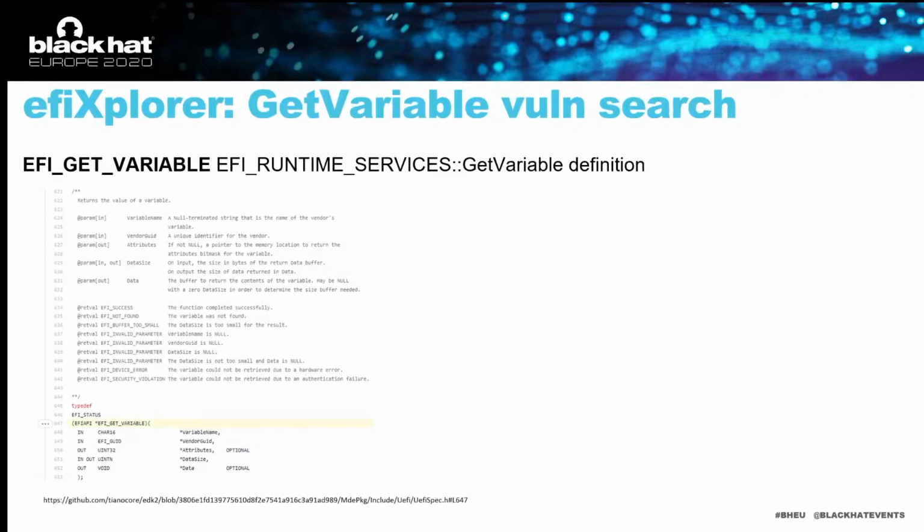So before we go to the explanation of our vulnerability checkers, let's take a look at get variable. Get variable is the standard EDK2 library code. You can find it freely just by going to the EDK repository.